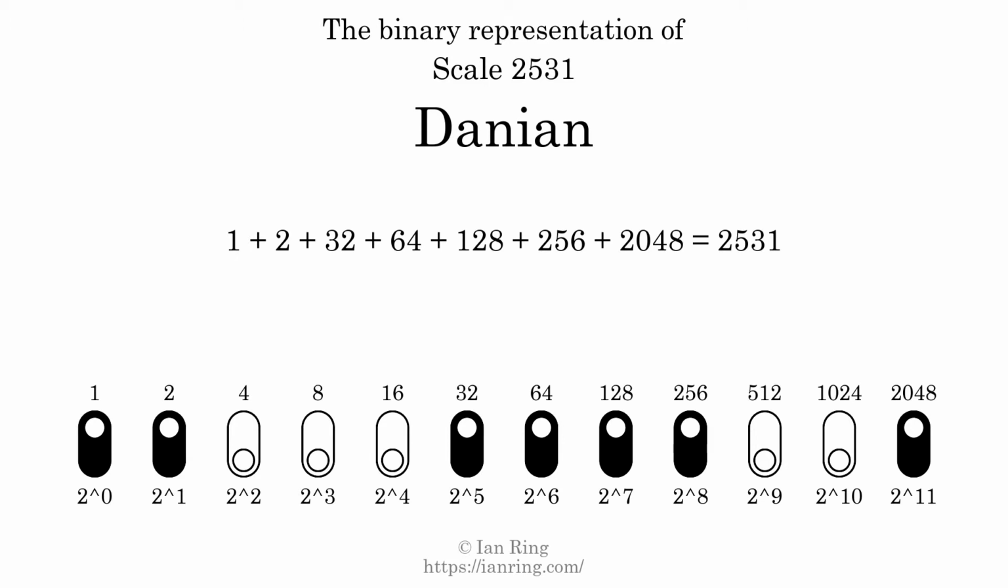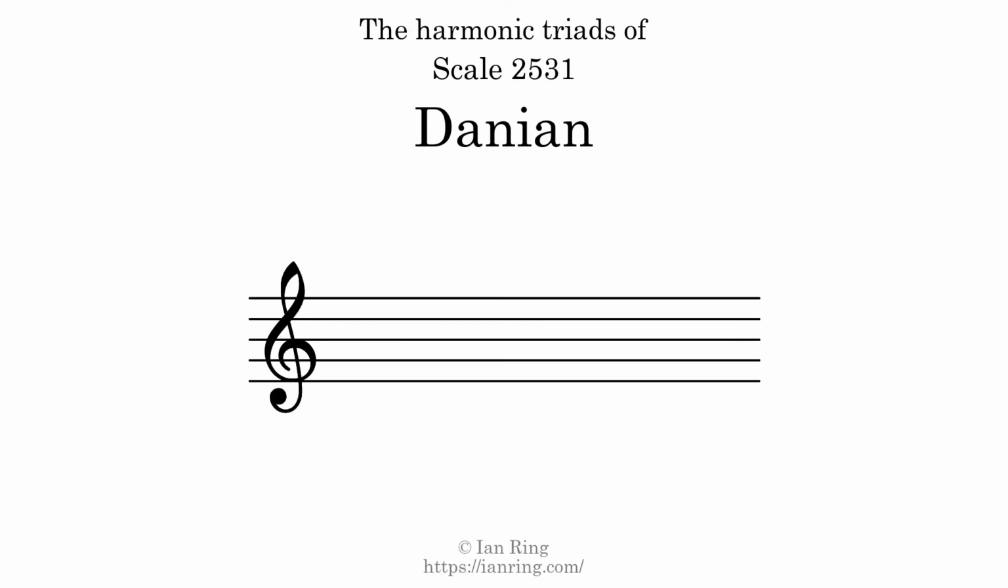2531. The scale number not only enumerates the scale with a unique index, but it also literally describes the tonal content of the scale. Represented as a binary number in base 2, the scale number is 1001111000011. Here are the harmonic triads present in this scale.